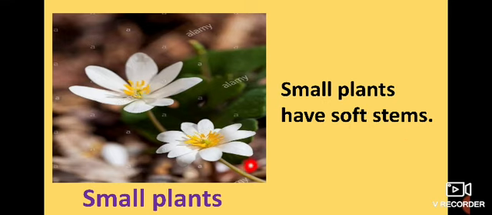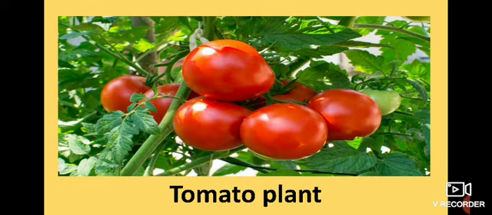Look at here. Look at this plant. How the stems are? The stems are very soft. You can easily pluck it. Small plants have soft stems. And I'll show you one example of the plant. What plant is this? Your mummy used this for cooking. What is it? Tomato. Very good.